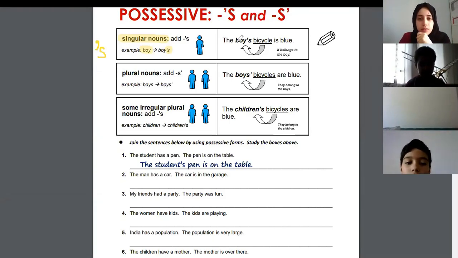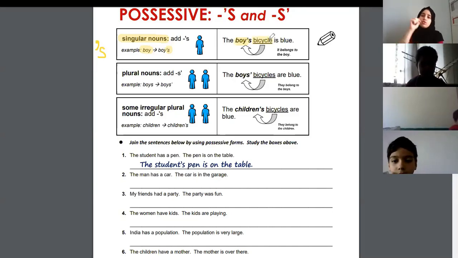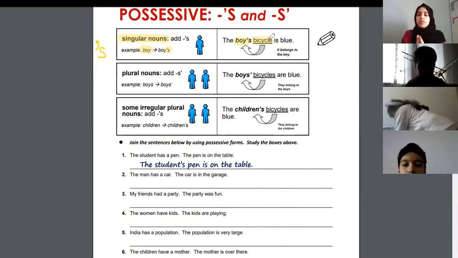So the example would be the boy's bicycle. So the bicycle belongs to the boy. The bicycle is for the boy. It is the boy's bicycle.